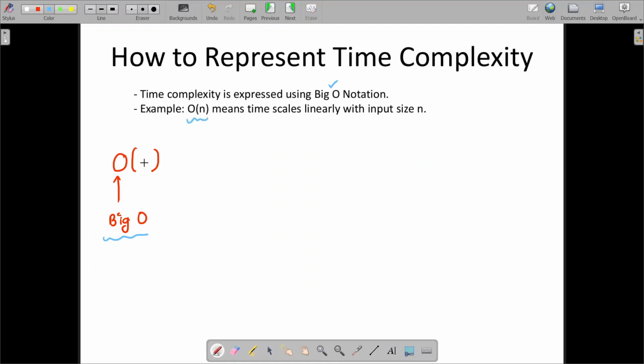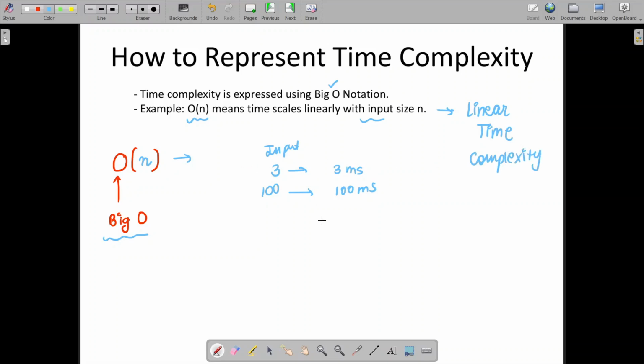O of n means that our algorithm increases linearly with the input size. Suppose I give you three elements, and it takes 3 milliseconds. If I give you 100, now the size of my array is 100, and it takes 100 milliseconds. So this is a linear algorithm, also stated as linear time complexity.